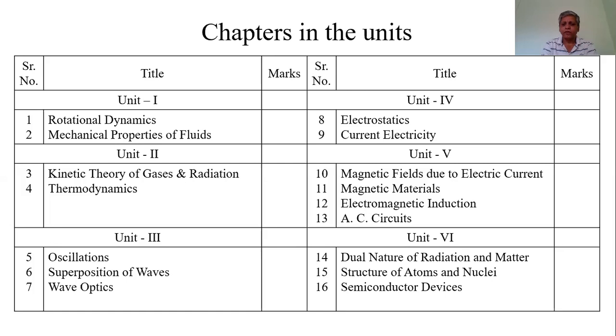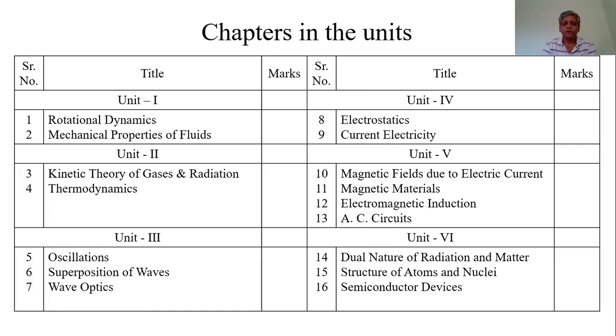In unit six, there are three chapters. Dual nature of radiation and matter, that is the 14th chapter. The 15th chapter is structure of atoms and nuclei. And the last chapter is semiconductor devices.